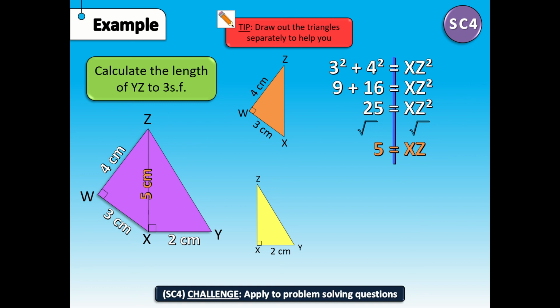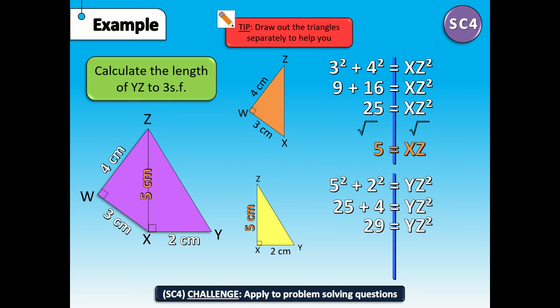So now we can use that to work out the length of YZ or ZY, because we now know that side there is 5 centimeters. So we use Pythagoras' theorem. So YZ squared is 29. So we need to square root 29. So YZ is 5.39 to 2 decimal places, or 3 significant figures.